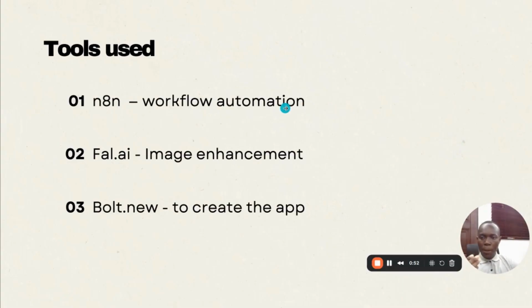And the tools used: we have the N8N tool for the workflow automation, of course, then Fal AI, which is a platform that will require, I think, $10 to get you started in the app. I'd probably suggest you add that amount of money. And then Bolt.new, which is software designed to use AI based on prompts to create apps or websites, which will be used to create the app.